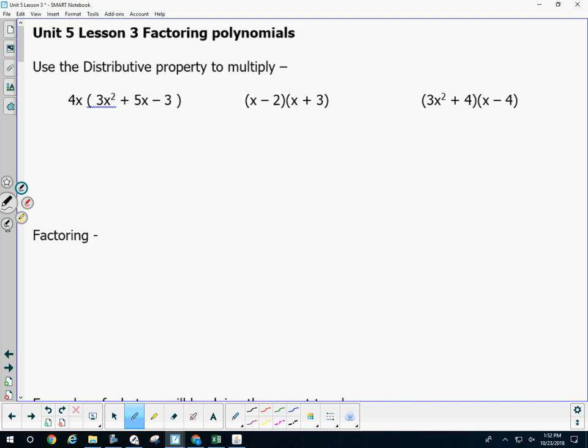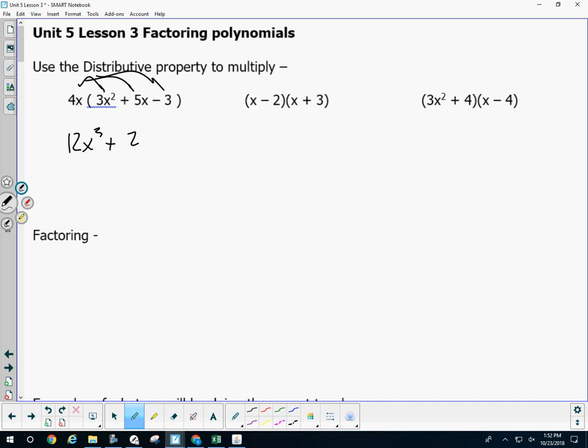All right, so we were distributing. We were multiplying. The first two lessons were all about multiplying and adding. So we know how to distribute or multiply one thing into many things.